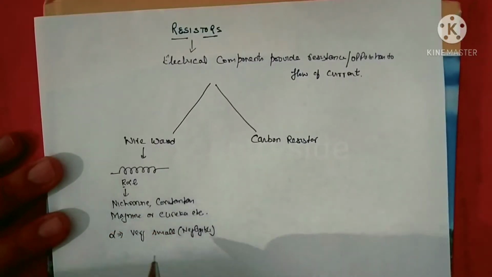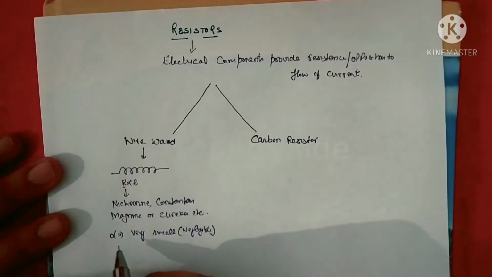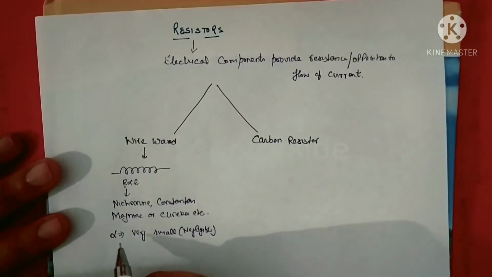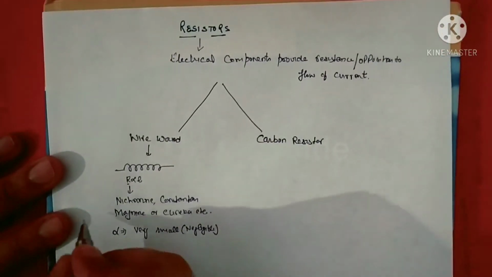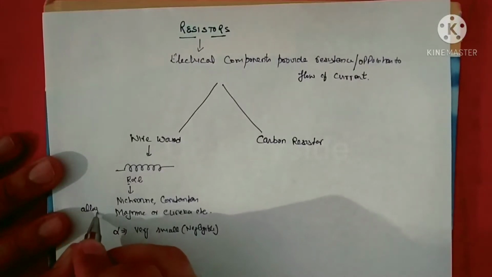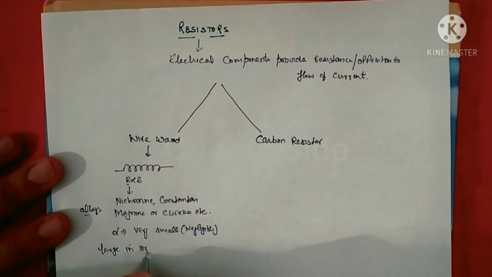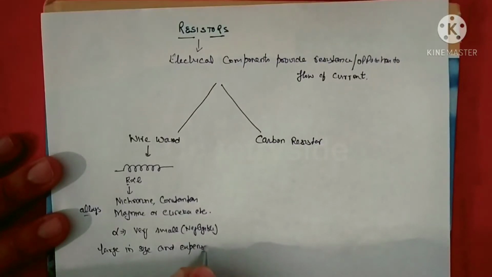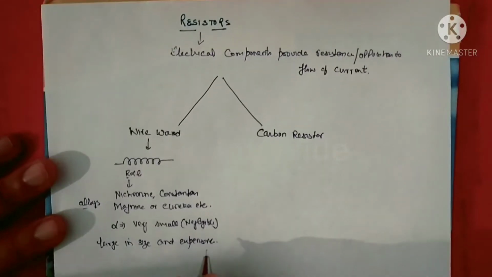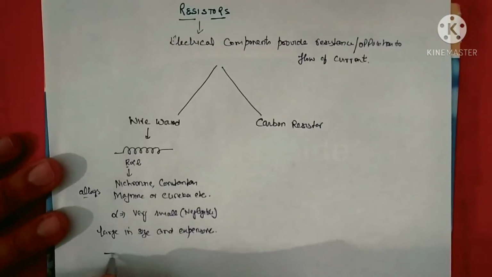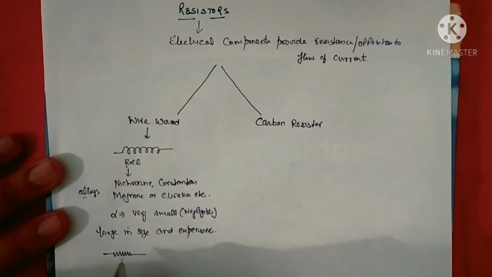So these are the wire wound resistors. These resistors are made of alloys, and they are large in size and expensive. We can represent them with this symbol. This is the symbol of a resistance, the symbol of a fixed resistance.